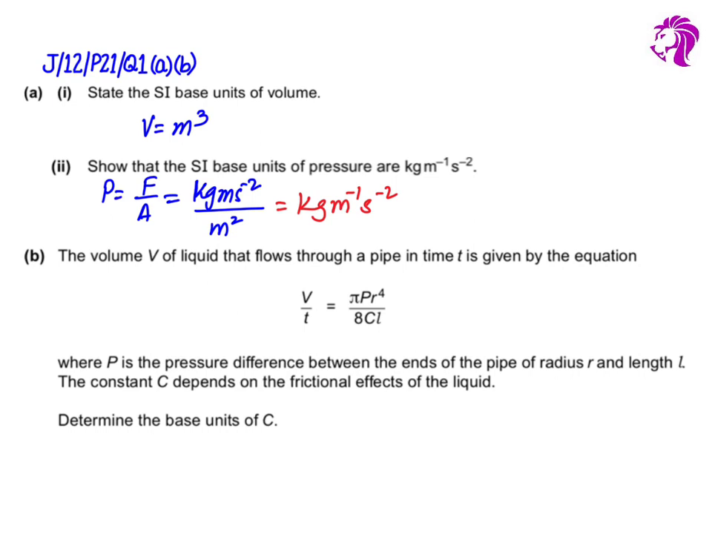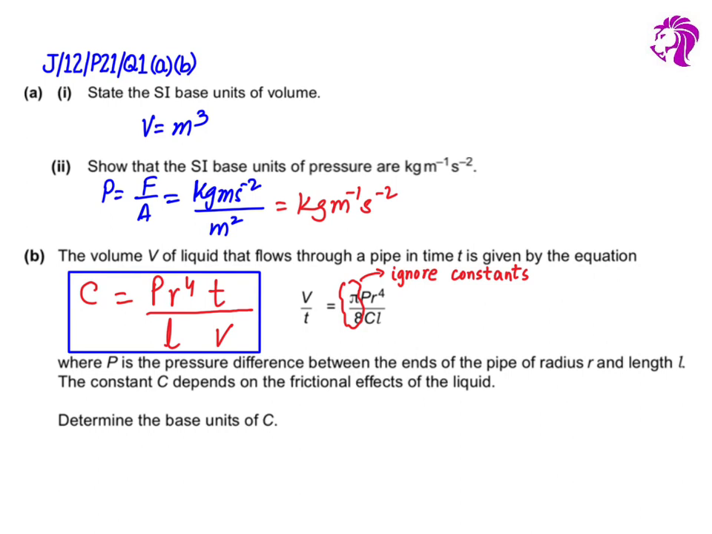As we move on, the first thing that we'll do, we'll ignore these constants, because whenever working with SI base units, we ignore these. So that means my C would become P r^4 upon l into t upon V, right? And hence, if I need to find the units of C, it would be kg m^-1 s^-2 for pressure, that I have already worked out there.